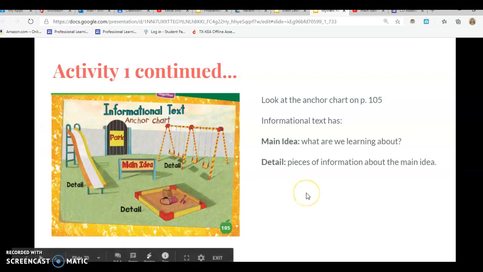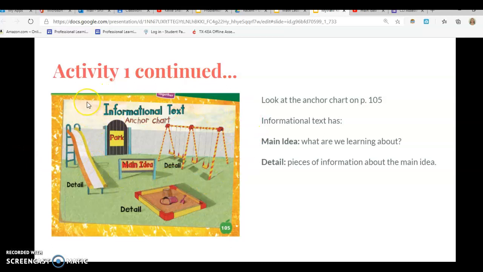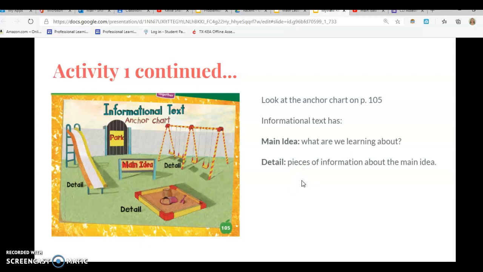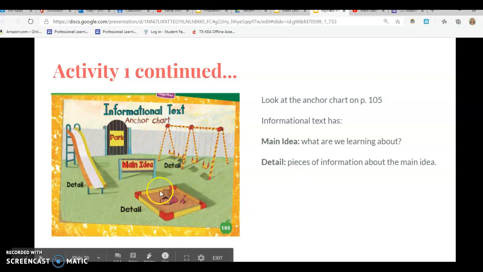On page 105, it is also showing you a visual anchor chart that shows you different details. So, an informational text has a main idea, which is what are we learning about? Our main idea was things at the playground. And our details are pieces of information that tell us more about the main idea. So here would be one detail. I see swings, I see a sandbox, and I see a slide.